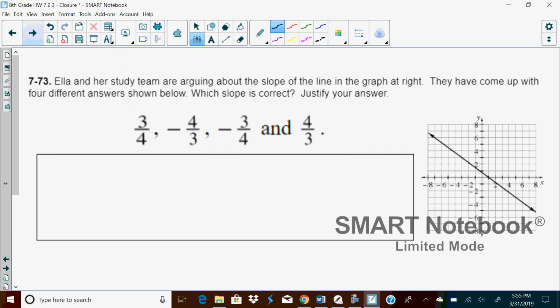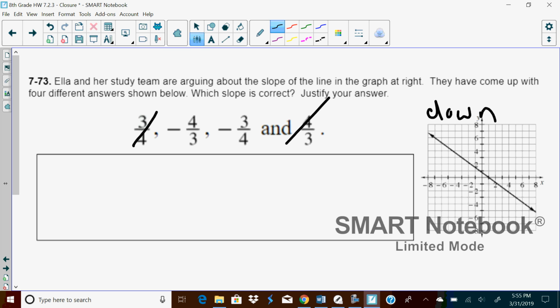Okay, 773, Ellen and her study team are arguing about the slope of the line. They've come up with 4 different answers as shown. Which slope is correct? Well, immediately I know that 3/4 and 4/3 are not, because this has a negative slope because it's going down from left to right. So I know that it's negative. So then I just have to figure out if it's going up 4 or up 3 between lattice points.